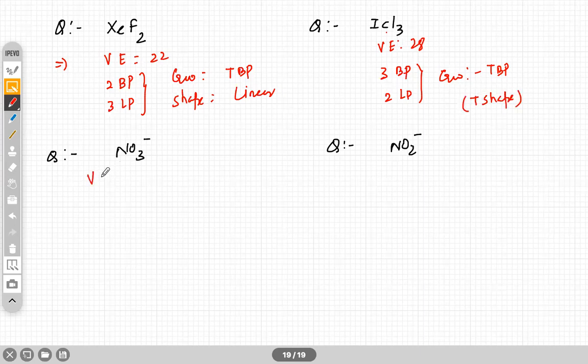NO2, nitrogen is 5. Sir, the bond pair can never be more than the outer atom. Yeah, it's not possible. Okay. Valence electron, NO3. So we have 5 for this, 6 for this. So 6 into 3, 18, 18 plus 1, 19 plus 5, 24. So we have 3 bond pair here and 0 lone pair, right? So it is trigonal planar.